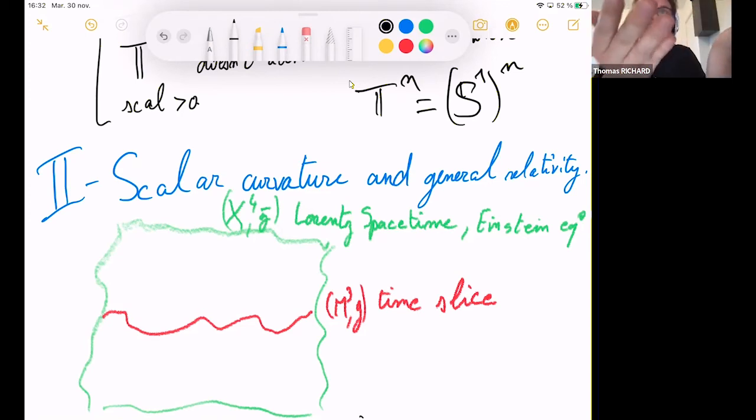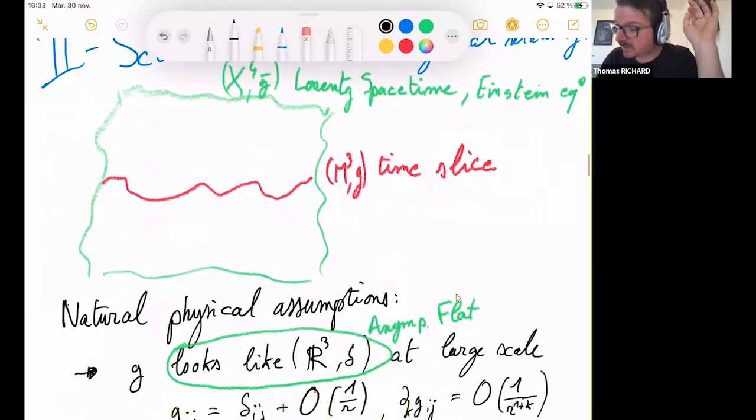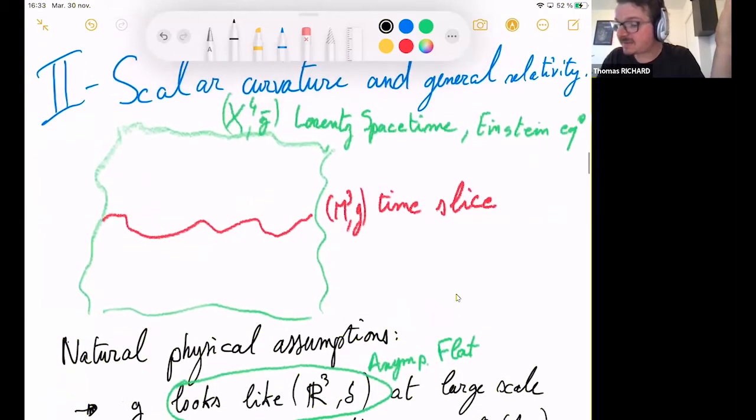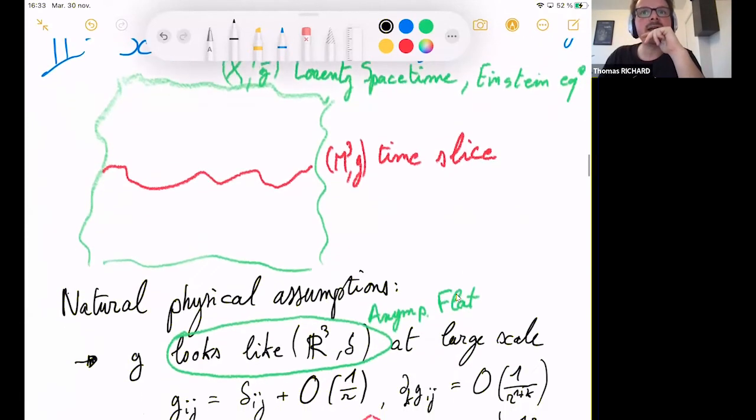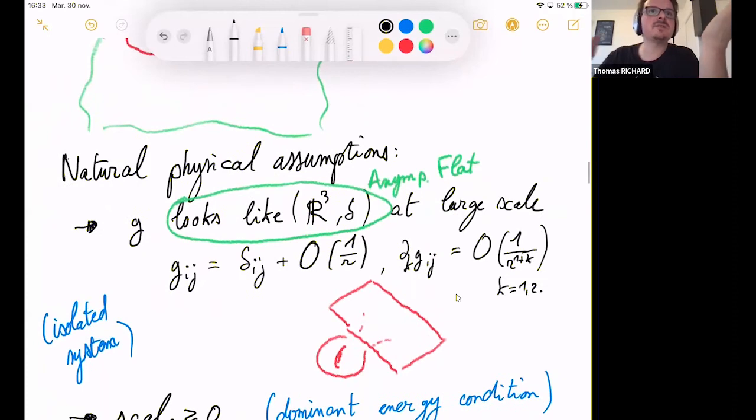inside that, you can take time slices: you freeze time, and you have a 3-manifold with a Riemannian metric g. There are physical assumptions which are natural on those time slices, and the thing that you can assume is that g looks like Euclidean space when you're far away. And this models an isolated system.